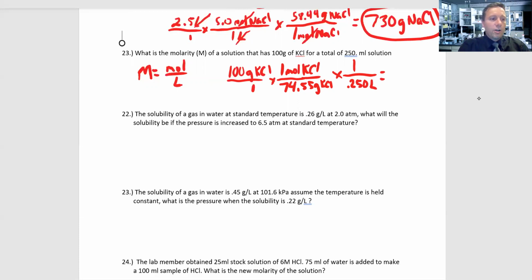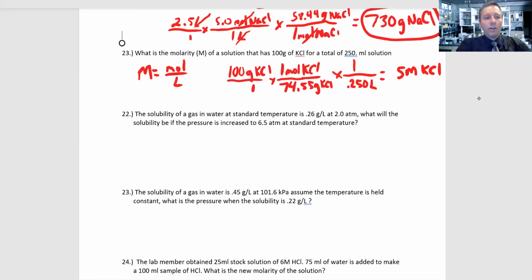So I'm going to go 100 divided by 74.55 divided by 0.250. So when I look at this here, my molarity, and I can only have one sig fig, is 5. So this is 5 molar KCl. And if what I just did there confuses you, don't let that confuse you.